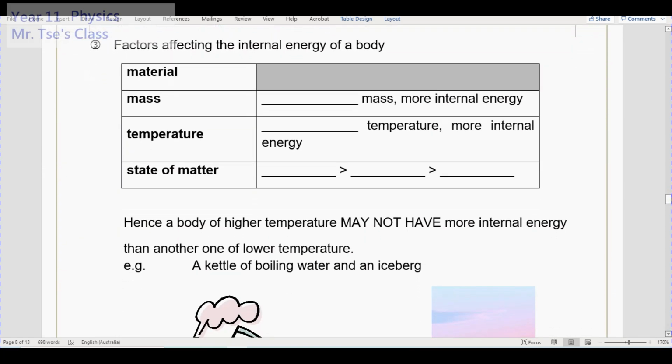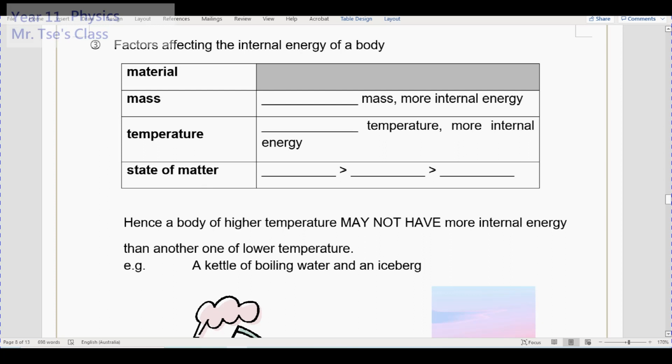Okay. So are there any factors that will affect the amount of internal energy that a body can have? All right. So first of all, materials. Of course, certain materials might contain more internal energy than others, but we don't need to discuss that as long as you know material is one of the factors. Okay, and we will discuss more, like mass.